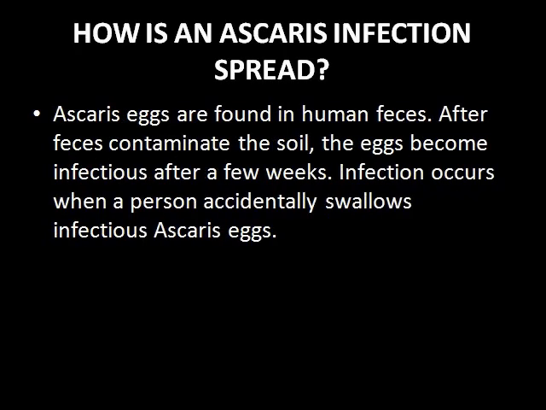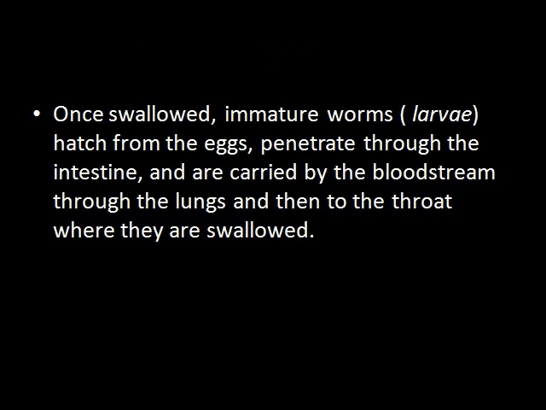Improve the hygiene of the child. When immature worms migrate through the lungs, a person can have cough and difficulty in breathing. And when there are a large number of worms, the intestine can get blocked. That is called intestinal obstruction. The eggs are found in human feces and contaminate the soil and become infectious, and the infection occurs when the person swallows the infectious Ascaris eggs. So eating raw vegetables is a little dangerous.